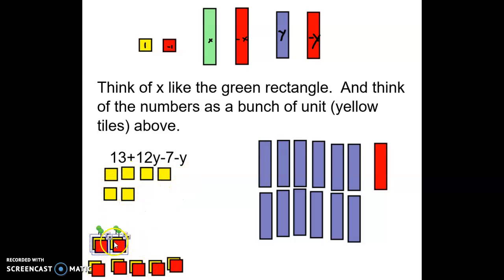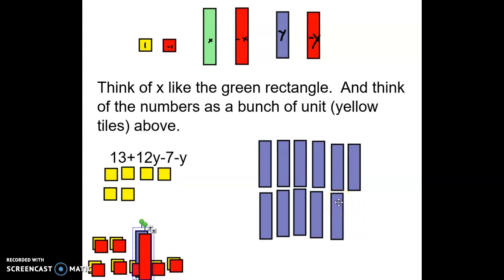All of these ones are just 0, so they don't even matter anymore. And our 12y take away one of those y's, well, same type of thing. We've got a negative y paired up with the positive y, and those will also end up zeroing out. So the 12 take away one of the y's gives us 11y.